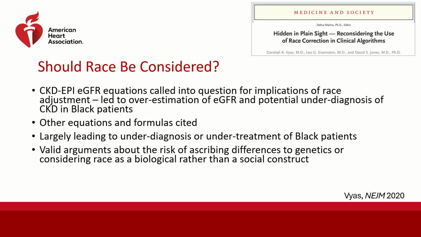And this was, I think, a really seminal paper published in the New England Journal of Medicine back in 2020, focusing on a number of those clinical algorithms, but in particular, the CKD-EPI equations for calculating the estimated glomerular filtration rate, most often from creatinine levels, right? Using certain clinical parameters to translate a creatinine into actual kidney function in terms of an eGFR.